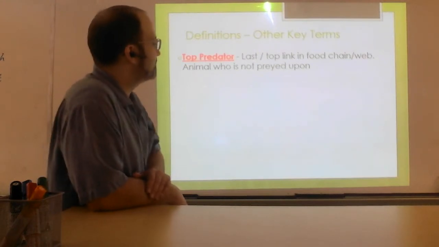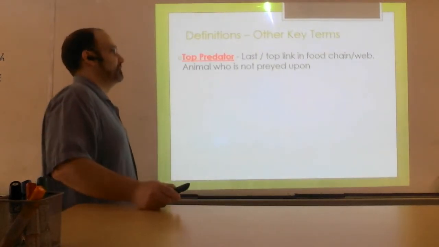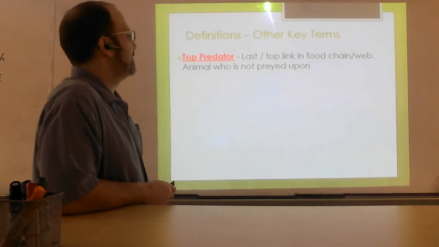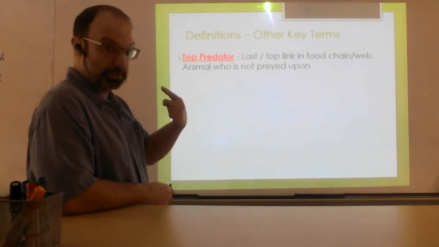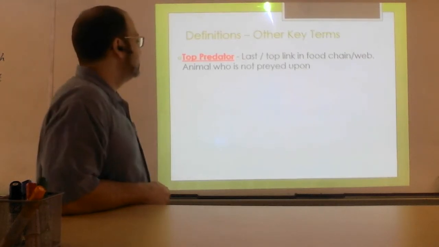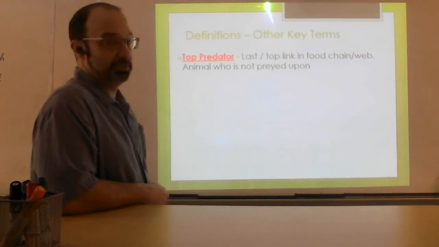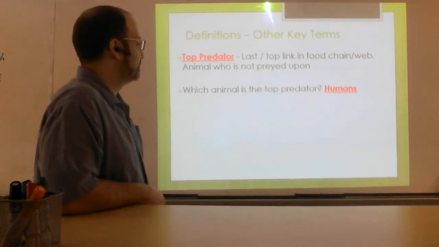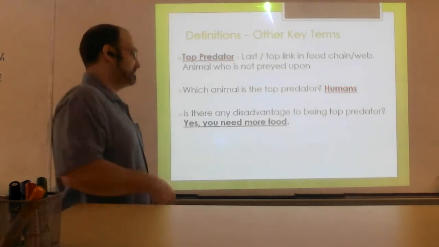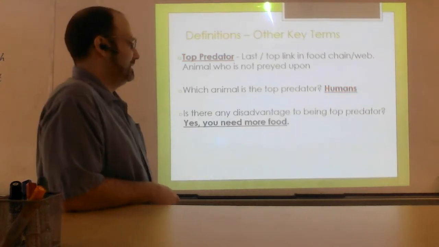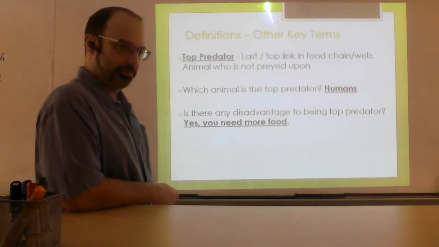But one last thing for us to understand is that there is a top predator. This is the last or top link in a food chain or web, an animal who is not preyed upon, aka, generally speaking, us. We're top predator. And all of these should be key terms that you're familiar with. Oh, yeah, there it is, us. Is there a disadvantage to being the top predator? Yeah, you need more food.